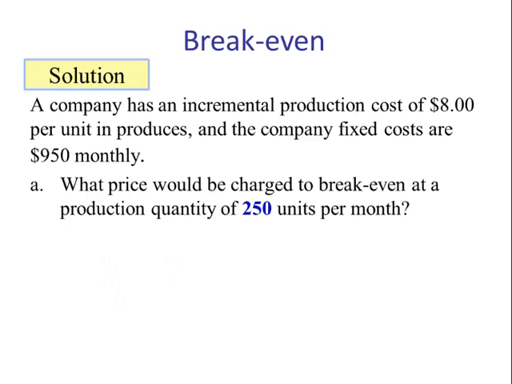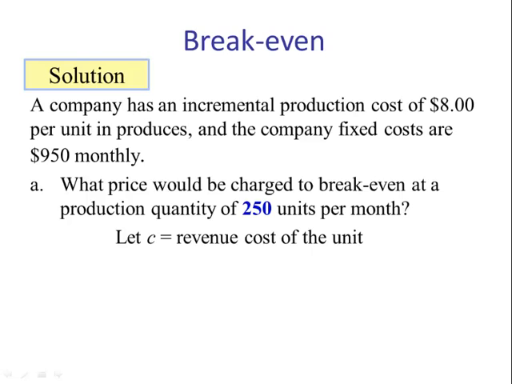So we'll begin with A. We are given that the production quantity is 250 units. This example is a little bit different than we did in the previous video. In this example, the variable is the retail price that will be charged. So we want to compute what price needs to be charged for retail to break even if we make 250 units per month.